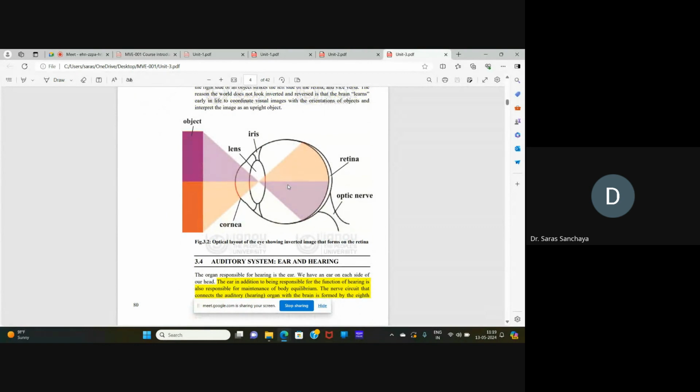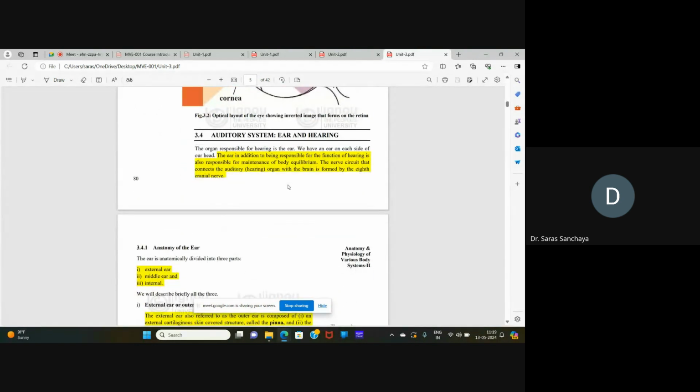This is the function of the eye. Then we come to the auditory system, that is the ear and hearing system. The ear, in addition to being responsible for the function of hearing, is also responsible for maintenance of body equilibrium. The nerve circuit that connects the auditory organ with the brain is formed by the eighth cranial nerve.